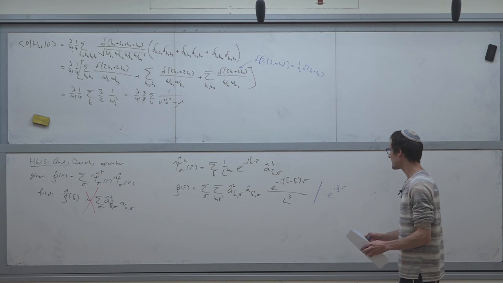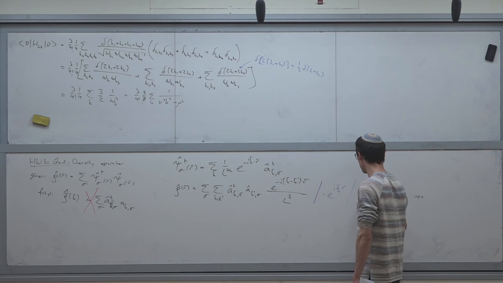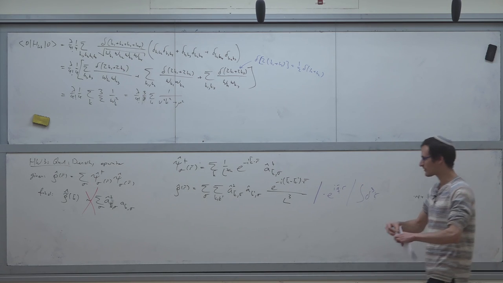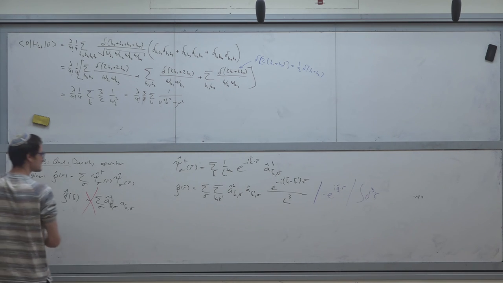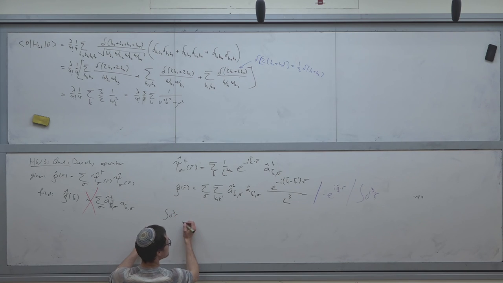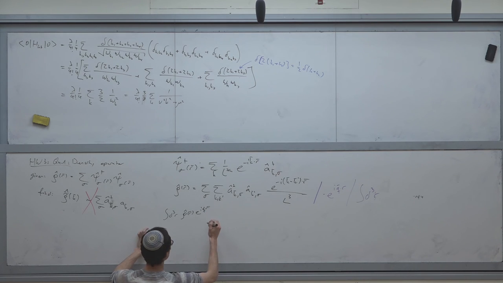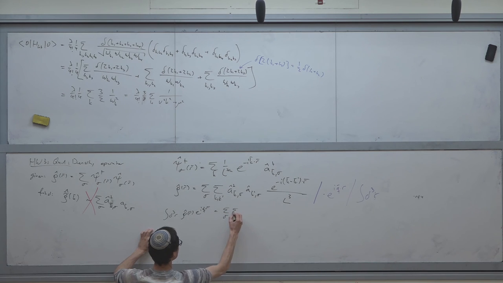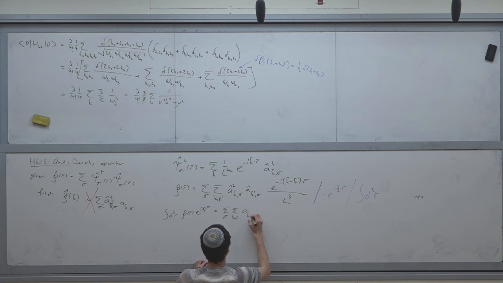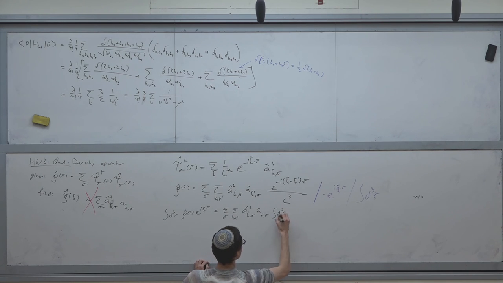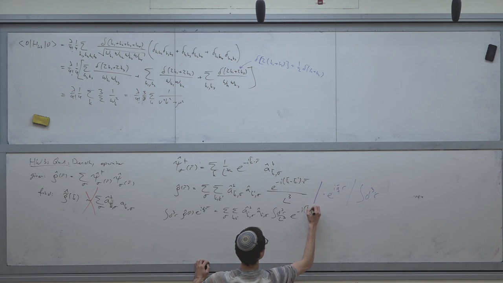e to the i q r, on both sides. And then you have to integrate over all space on both sides. So on the left-hand side, what you'll get is the integral d³r ρ of r e to the iqr. That's it. And on the right-hand side, you get sum over σ, sum over k and k prime, a†_kσ a_k'σ, integral d³r over L to the third e to the minus i (k minus k prime). There's a plus q here, so it needs to be minus q in here, times r.